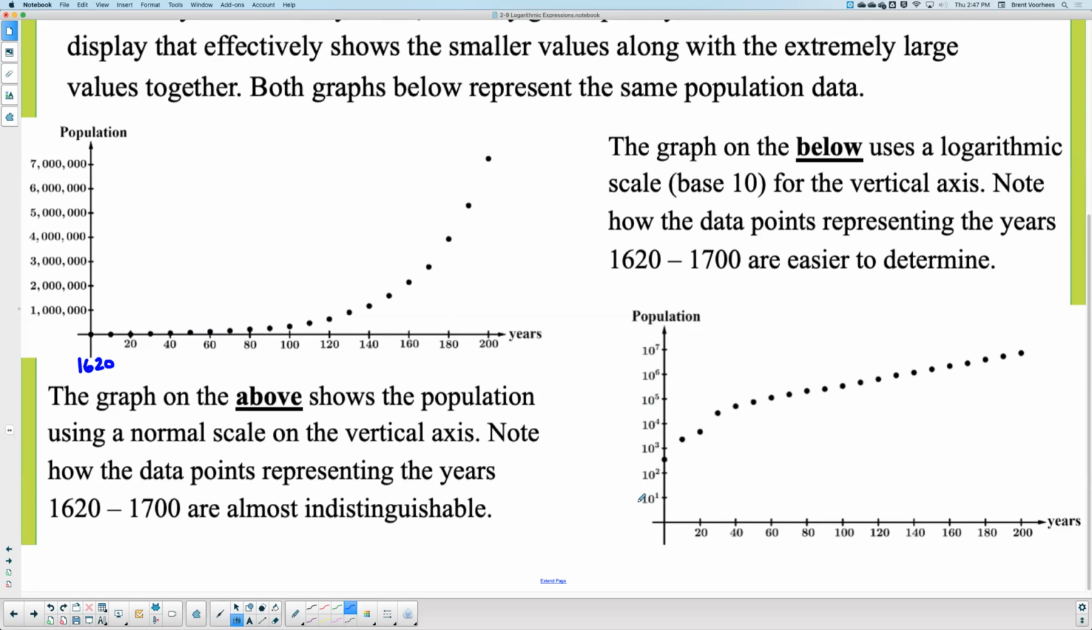10 to the first. How many people would that be? 10. 10 squared would be 100. Notice how this is counting. What's 10 cubed? 1,000. So in 1620, there was less than 1,000 people there.